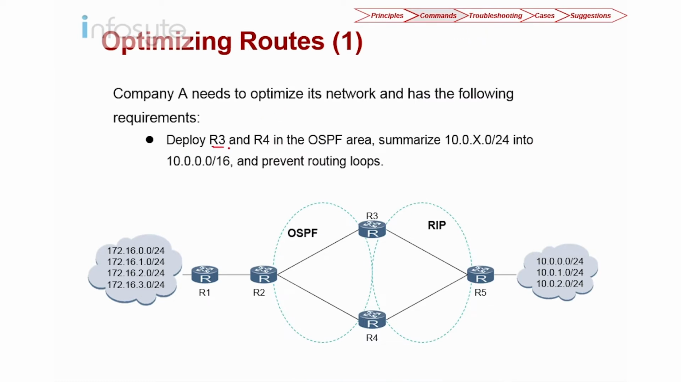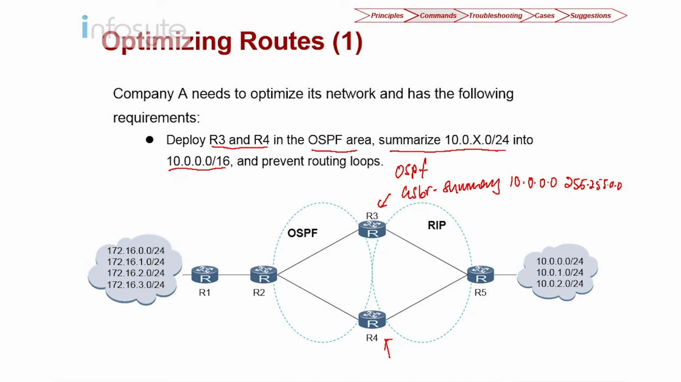So deploy R3 and R4 in OSPF area, summarize 10.0.x.0/24 into 10.0.0.0/16. So R3 and R4 are ASBRs, alright, and since this is an ASBR, we are going to run, under the OSPF process, ASBR summary. And the question requires us to use 10.0.0.0 with a subnet mask of 255.255.0.0. So we are going to configure this on both router 3 and router 4.